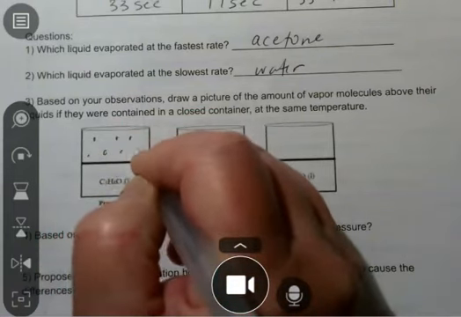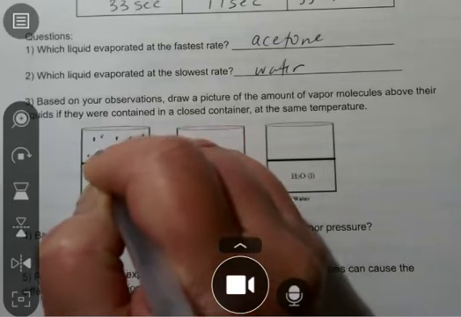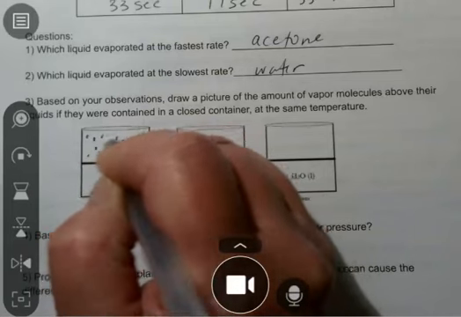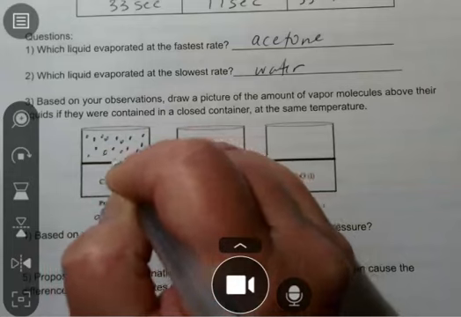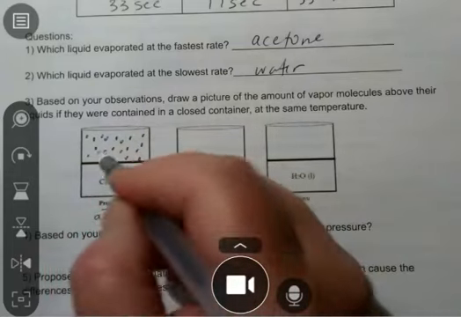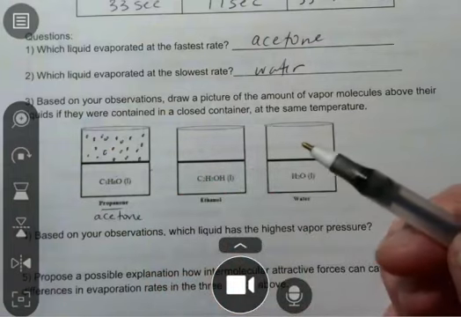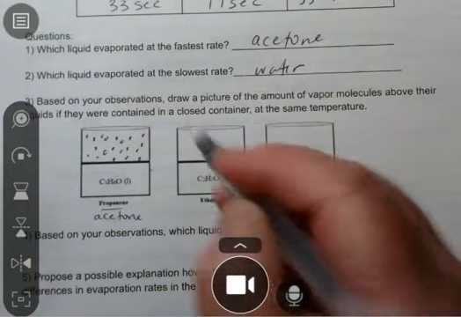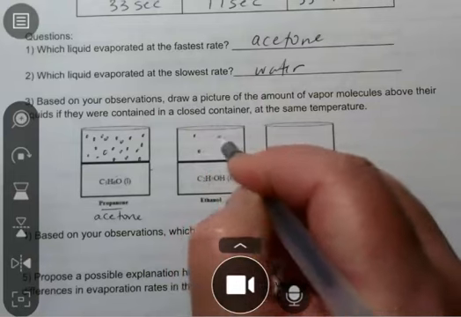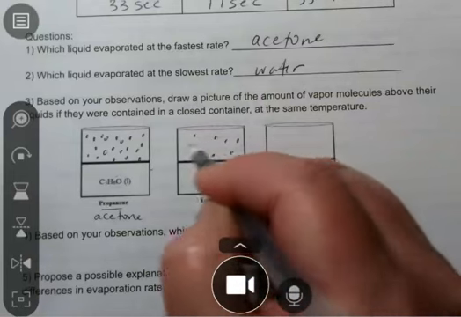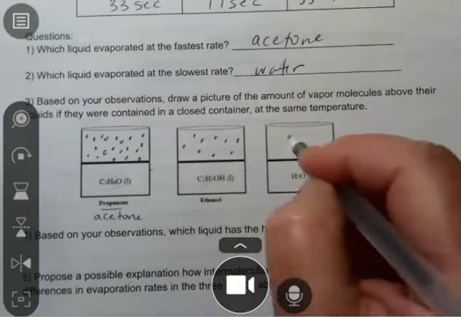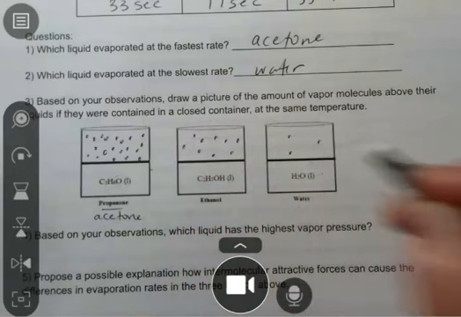So I'm going to go ahead and draw, since acetone is the fastest one to evaporate, maybe about 20 or so particles above. I didn't actually count those, but let's say we've got a lot of particles because it evaporates very easily. Ethanol was somewhere in the middle, so I'm going to draw maybe about half the number of particles. And then for water, I'm just going to draw a few.